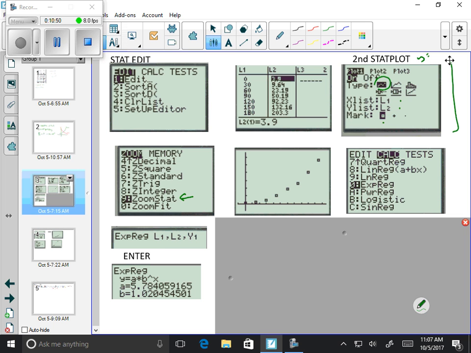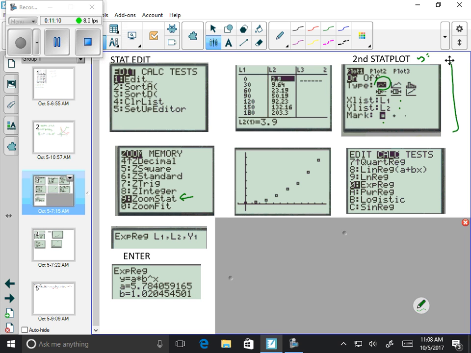L1 and L2 are the x and y values. The mark is the square. Then hit the zoom button and select zoom stat. On the 83, it's number 9. I don't know what it is on others, but go down to zoom stat. And I don't know whether you have to hit graph or not, but when you do, you get this thing.